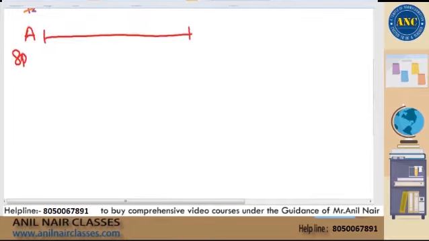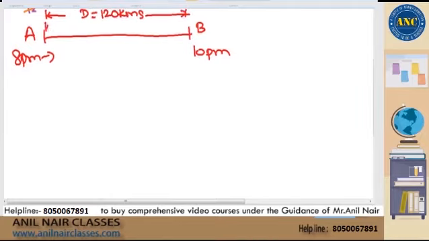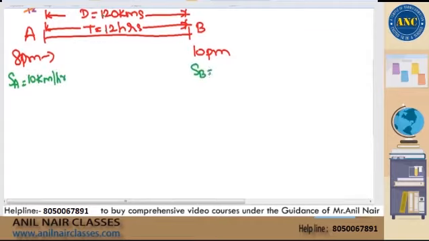A is starting at 8 o'clock, B is starting at 10 o'clock. The distance between A and B is given as 530, but I am assuming it as 120 for my easy calculations. And the time for A to B to travel is 12 hours. The time for B to A is also 12 hours. If I assume it as 120, speed of first train is 120 by 12. It is 10 kilometers per hour, which is a whole number. Speed of second train is 120 by 12. Again, it is 10 kilometers per hour. I hope everyone is clear till this point.